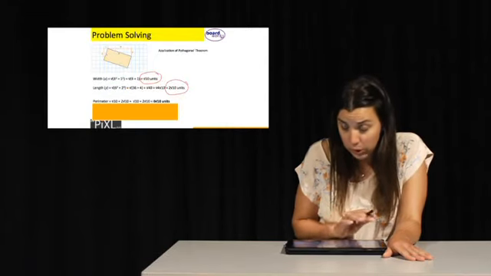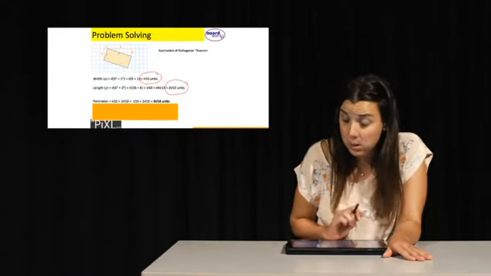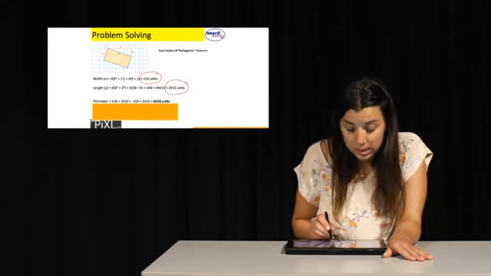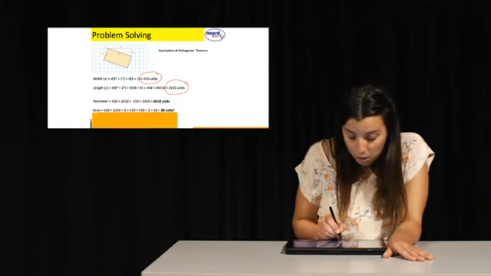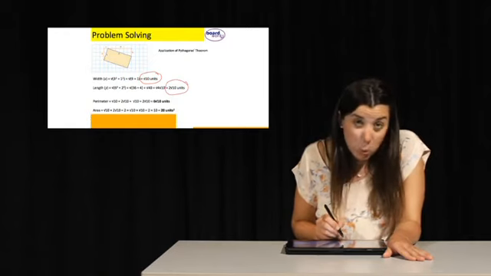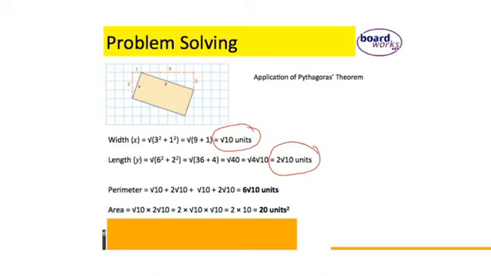The units are the same when we're doing perimeter, it's just the lengths and widths added up, so it's still units, the same as whatever is for the width and the length. The next part we're asked is the area. Well, the area is the width times the length. We have our width as root 10 and our length as 2 root 10.